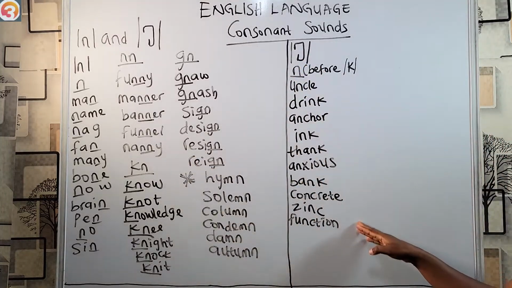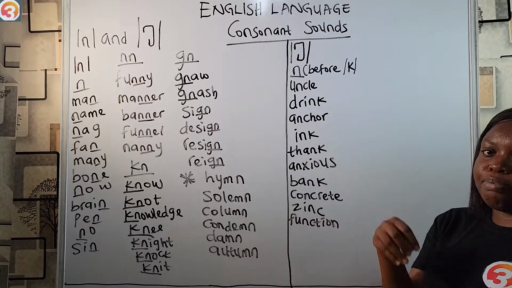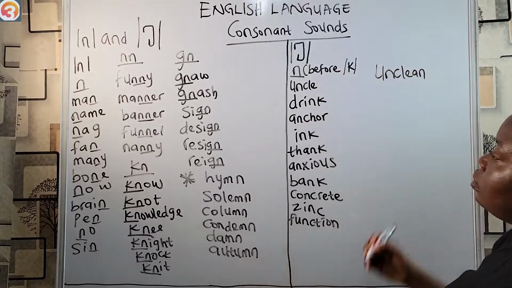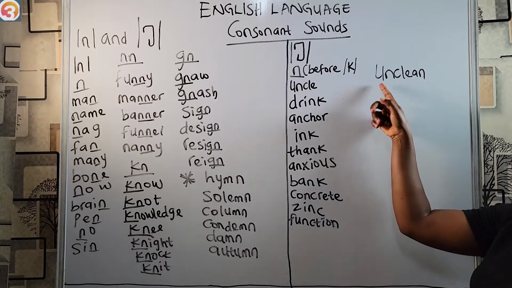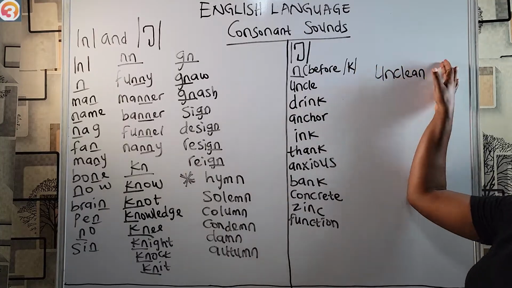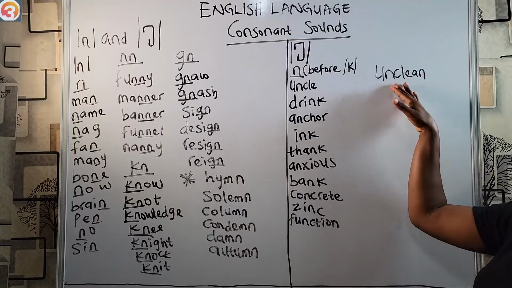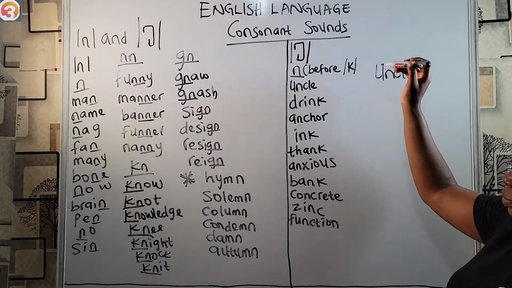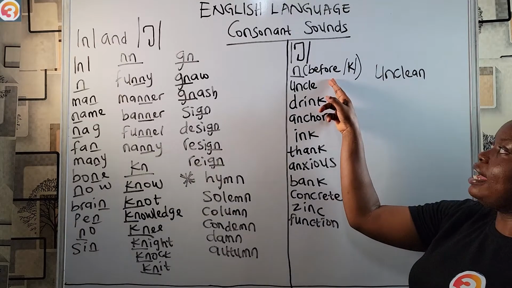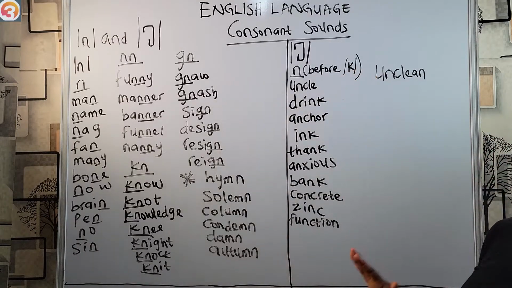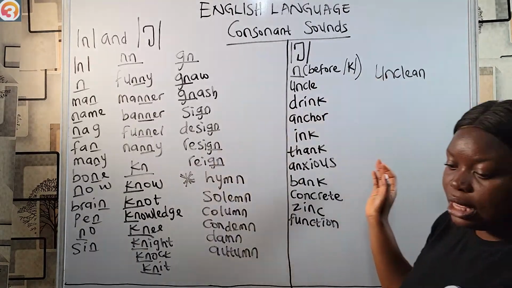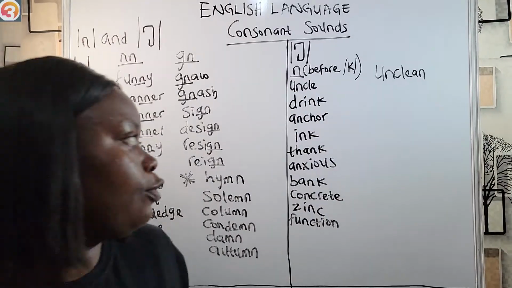An exception to this rule, if the N is from a prefix, for example, unclean, the word is actually clean. You're adding un here as a prefix, so this rule doesn't apply to words like this. If the N is from a prefix, you may not apply this rule. But if that's just the normal word, that's where we pronounce that word, you can apply this rule. But if it is a prefix that's added, the rule doesn't follow.